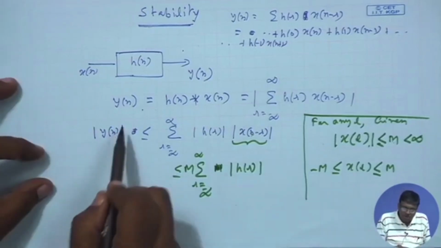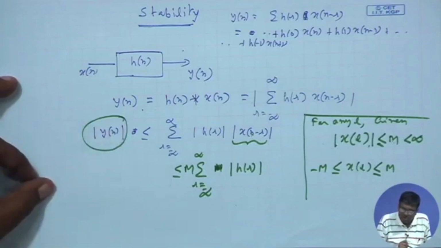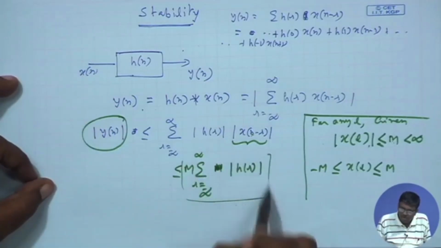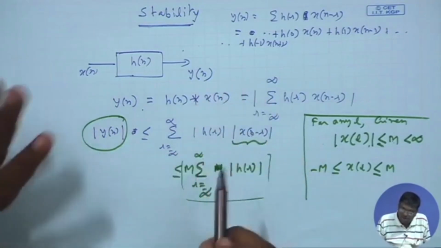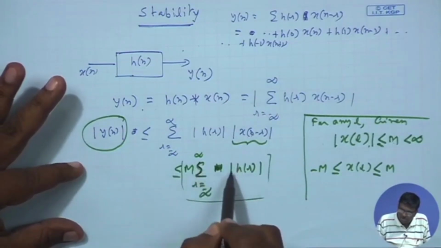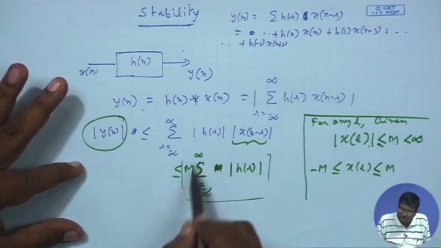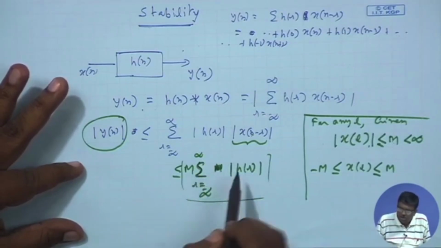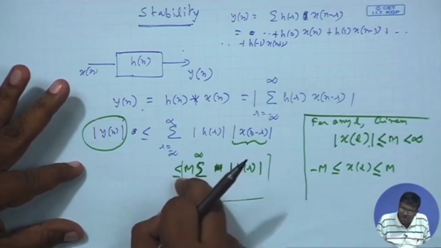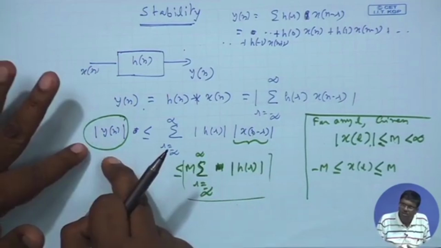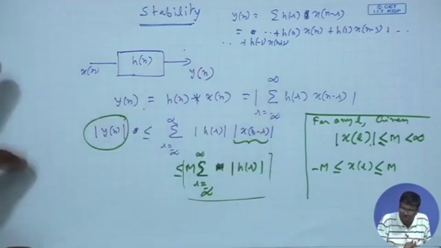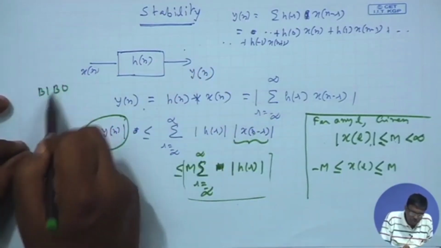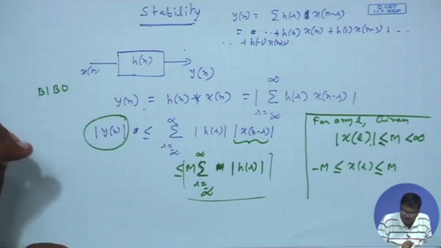Now, I want this to not shoot up to infinity. If I ensure that this side does not shoot up to infinity and M is finite, then, since this is an infinite summation, there is a risk that it might shoot up to infinity. If I somehow make sure that this summation of non-negative numbers, because it is a mod, does not shoot up to infinity and remains finite, then finite into finite, left hand side less than equal to finite, means left hand side is finite. Then I will call the system stable: bounded input, bounded output, BIBO stable.